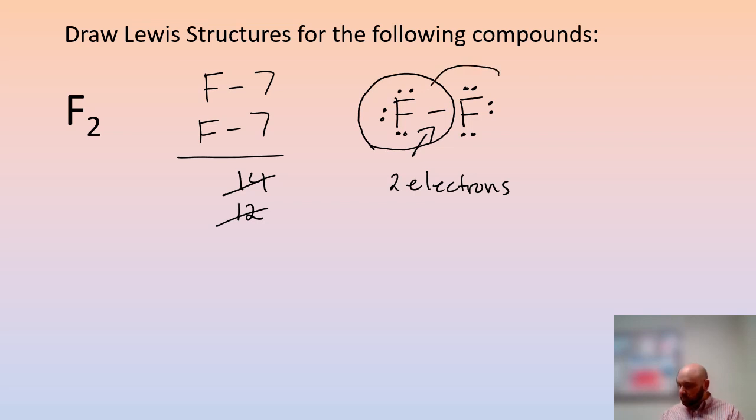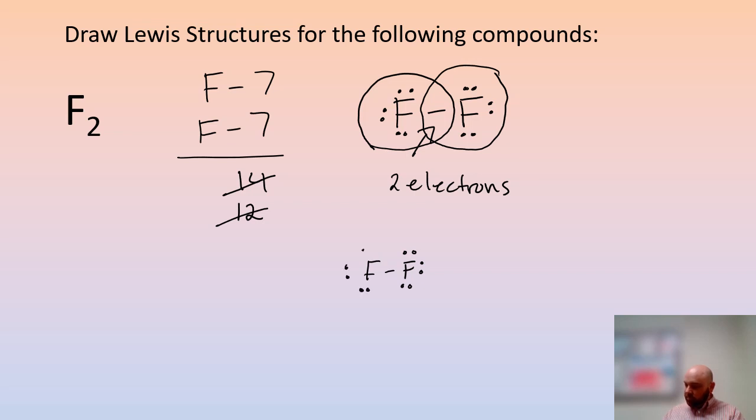This fluorine also has a set of 8 electrons, 6 non-bonding electrons and 2 in the bonding pair of electrons. They both, in this way, have satisfied their octet rules. And so this is a very good structure, a correct-looking Lewis structure for the F2 molecule.